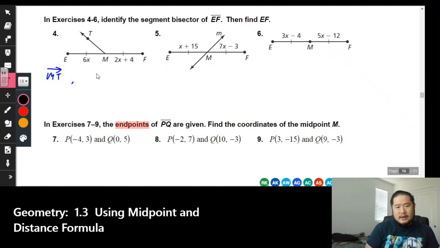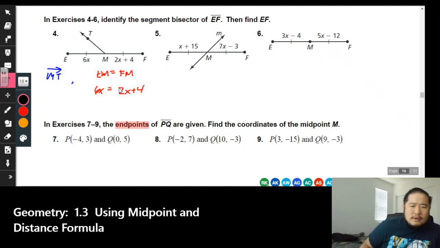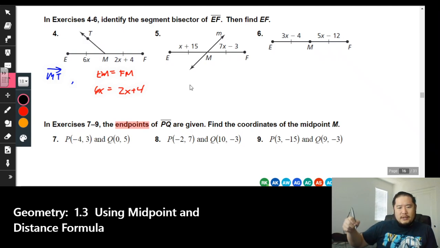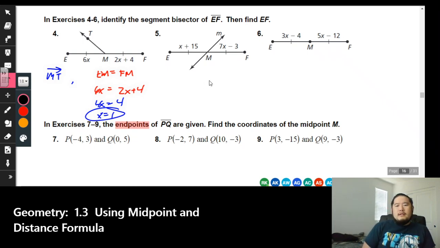So what I could do right here is take EM and set that equal to FM because they are congruent. Let's substitute things in, and I've got 6x is equal to 2x plus 4. Then you go ahead and solve it out. We subtract 2x from both sides, and I have 4x is equal to 4. Divide both sides by 4, and x is equal to 1. So what I actually did was find x. I'm not done because we need to find E to F.